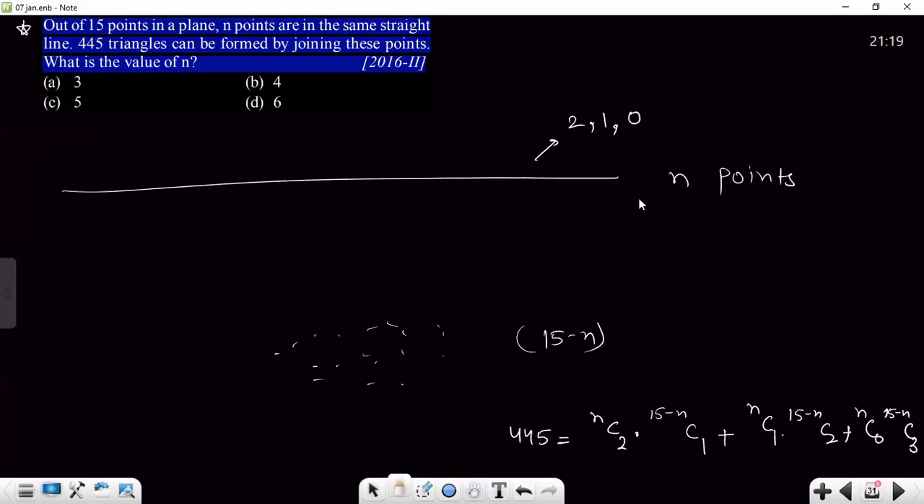Any doubts? Basically, after solving this equation, there is only calculation. You have to do it smartly. The concept was that we did not have to take all 3 points from a straight line. We can take 0, 1, or 2. With 2, we have to take 1 point from here. With 1 point, we have to take 2 points from here. With 0 points there, we have to take 3 points here to make a triangle. Logical enough? Right.